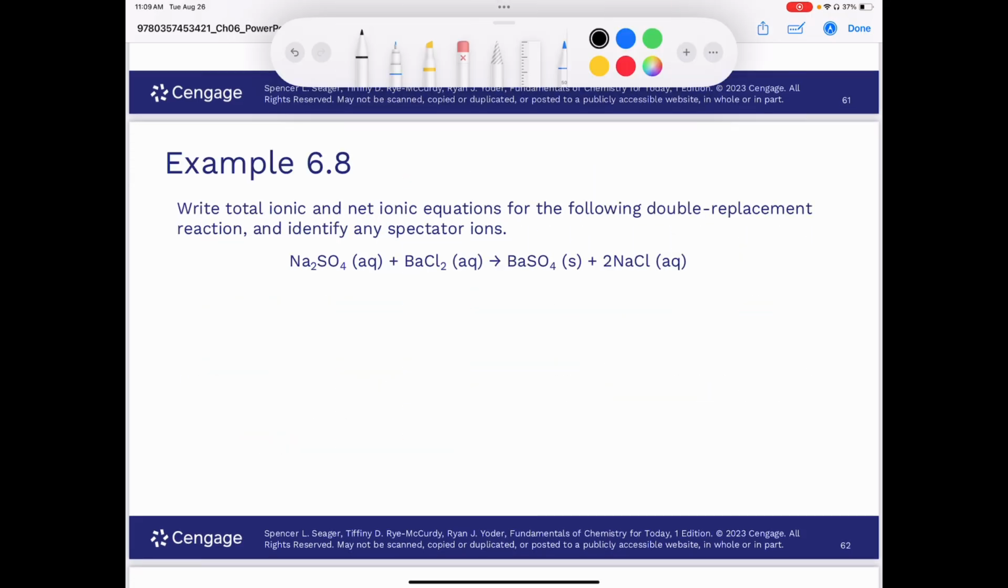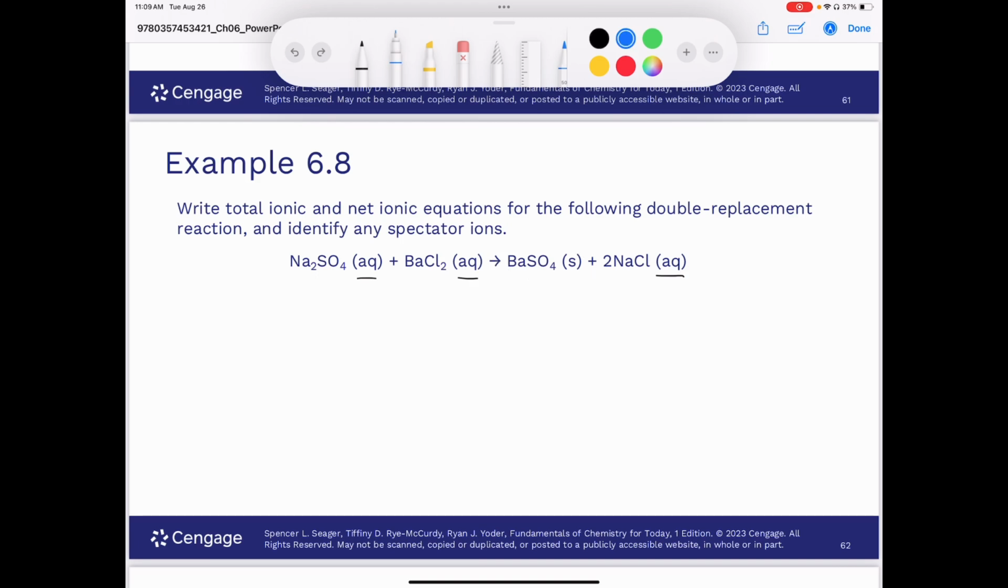Okay, so example 6.8, write the total ionic and net ionic equations for the following double replacement reaction. So again, anything that's aqueous, we're going to write out into its ions, but not the barium sulfate, right? Because that's a solid. So let's start writing down our ions.